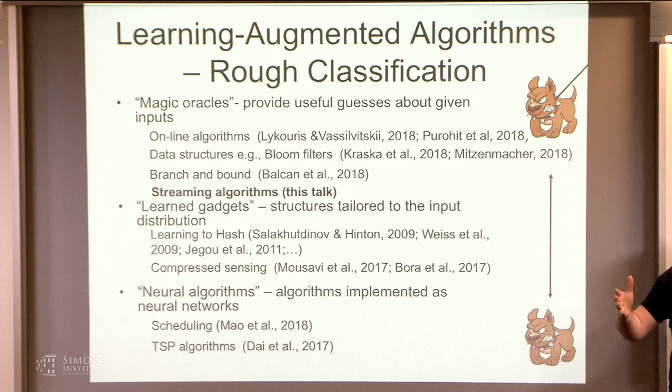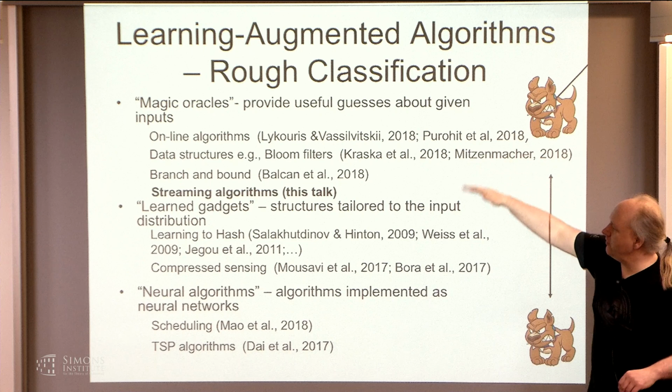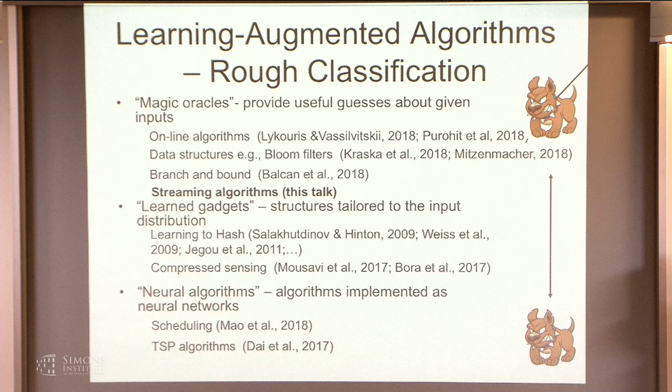But yes, this classification is fuzzy. It's not an exact science. But that said, at least from my perspective, I find this classification helpful. Because when we teach algorithms, we say, okay, this is divide and conquer, this is dynamic programming. The line between the two is often fuzzy, but it helps to have this mental classification.